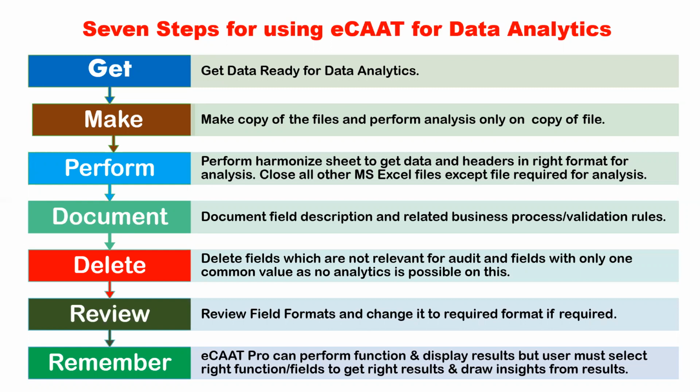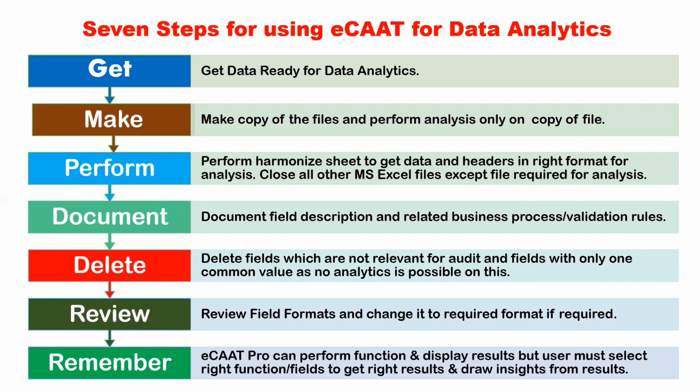Tabular format means the first row will have the column headers, and these are unique. And after that, you have the data. And the data follows a specific pattern. For example, if you got date fields, you got all the data in the date field only. If you got text, all the text is available in the text field.